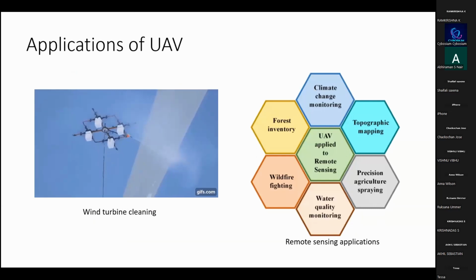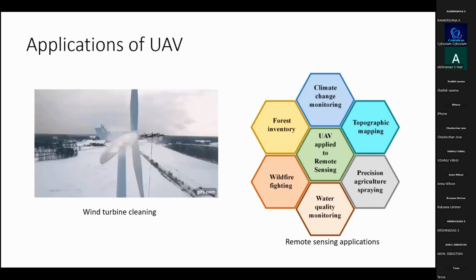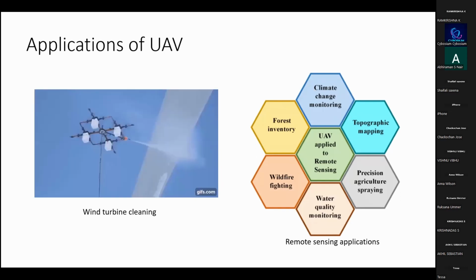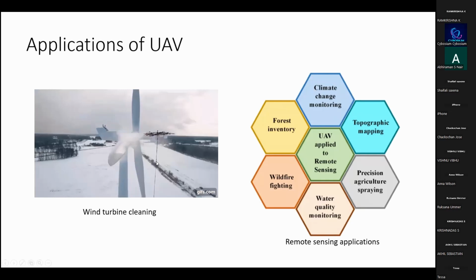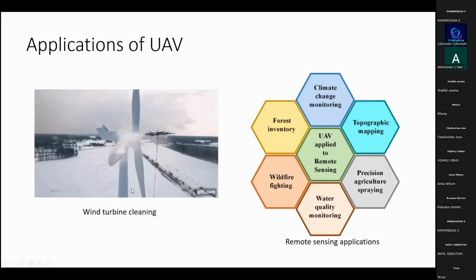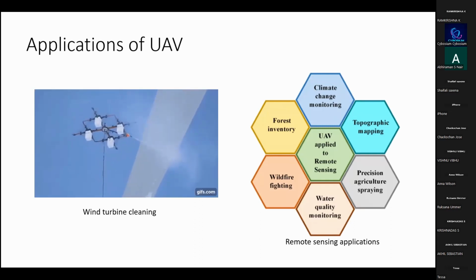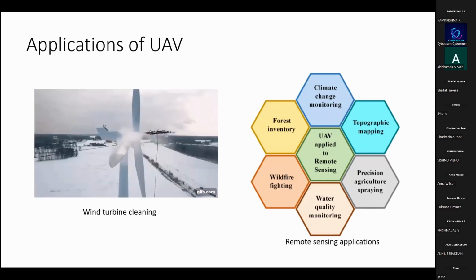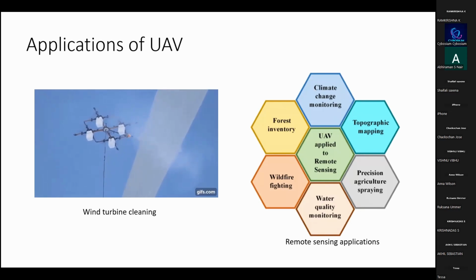Yeah, so the main part, applications. I keep on saying that there are so many applications of UAV currently. One of them, as you are seeing in the GIF, is wind turbine cleaning. This is just one example, but you can take it to whole aircraft cleaning or whole aircraft maintenance and all. You can just define the flight path.